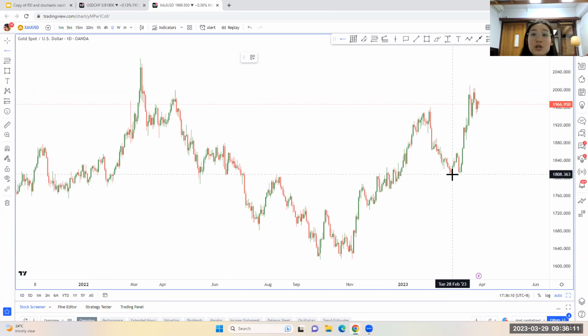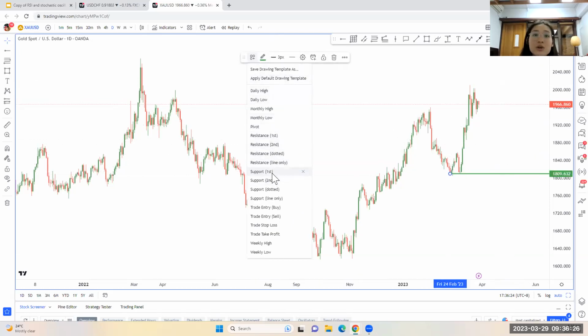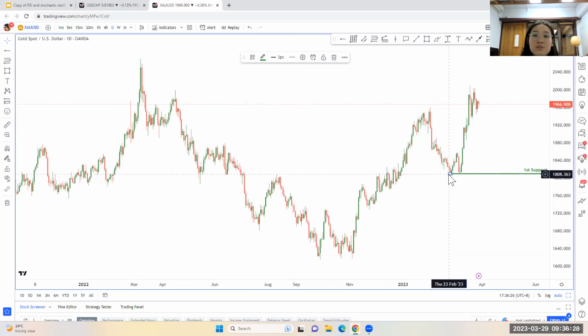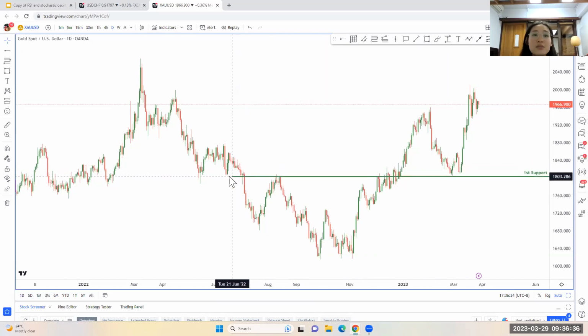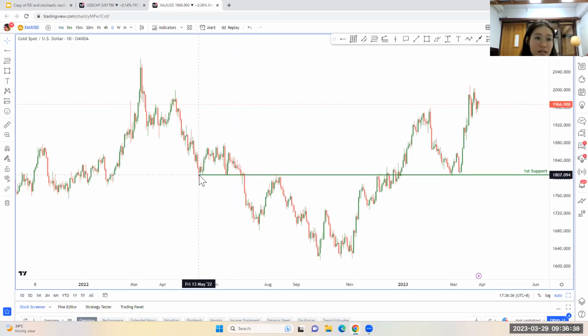So your first support would be the nearest swing low to where price currently is. Price is currently at 1966. So my first support would be the nearest swing low to where price currently is, which is over here. A good habit to have would be to pull back our support level as far as we can without cutting too many bodies of candlesticks.